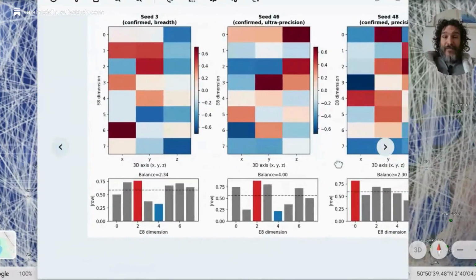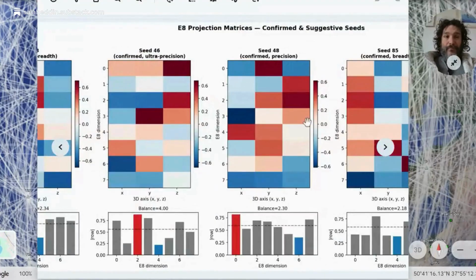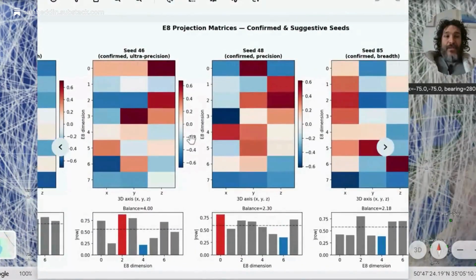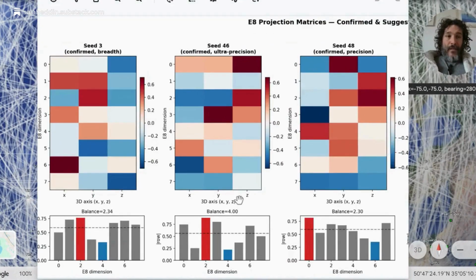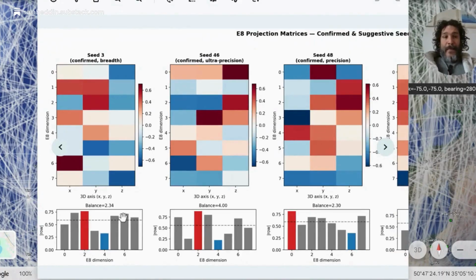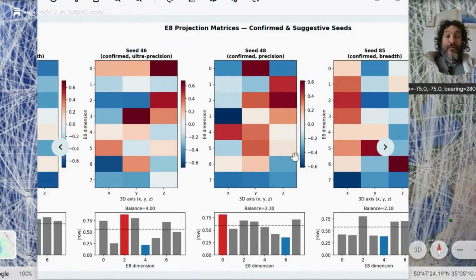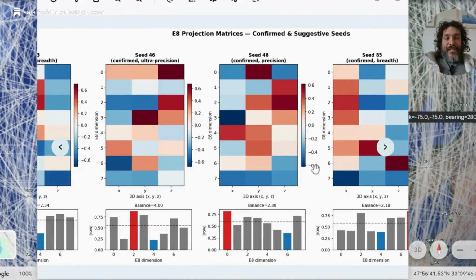So we have seed 3 on the left, then seeds 46, 48 and 85. Now if we look at channel 2, the third bar, in seed 3 it's the tallest, so dimension 2. In 46 it's the tallest by far as well. In seed 85 it's one of the tallest. In seed 48, which has a different strongest channel, channel 2 is still in the upper half.